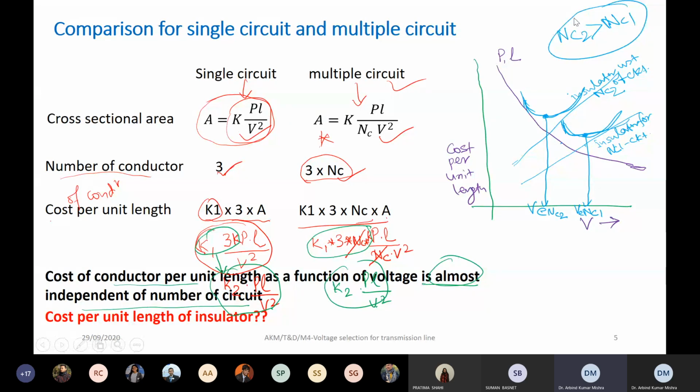So a very important conclusion we are getting is that if we increase the number of circuits, then for a given amount of power to be transmitted over a given distance, with everything else the same, the most economical voltage is decreasing. One thing you must remember at this point: you might be confused with this sentence, but no need to be confused.